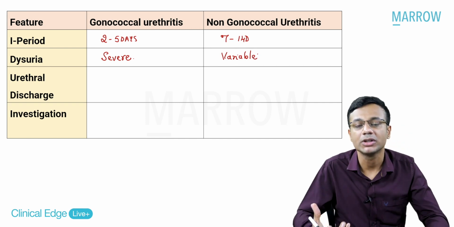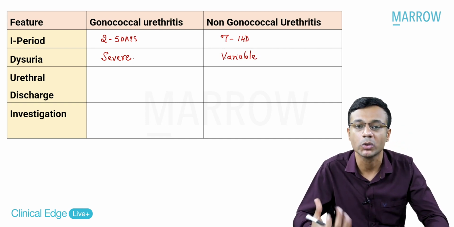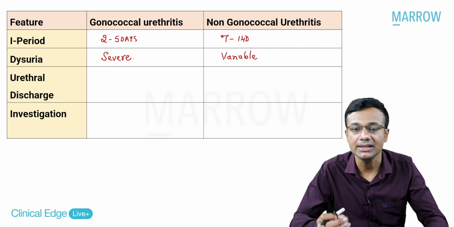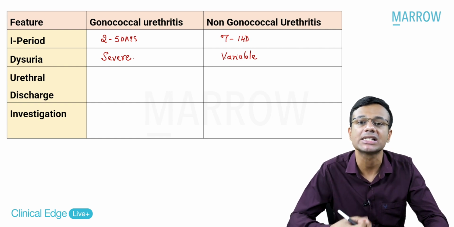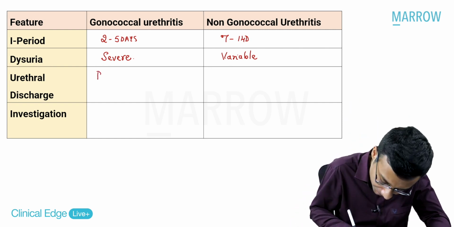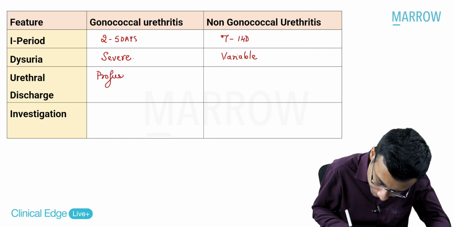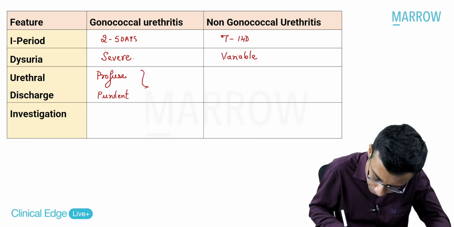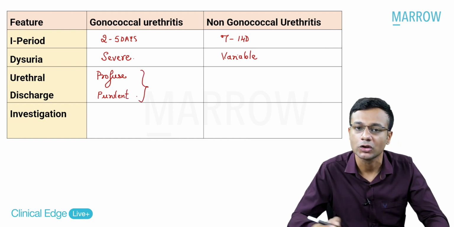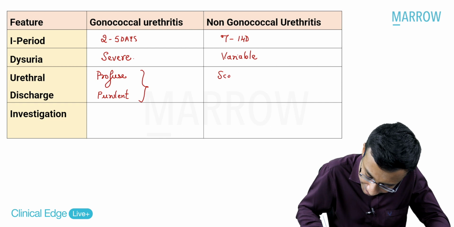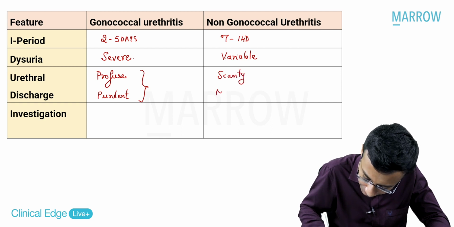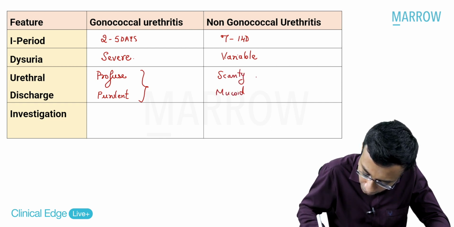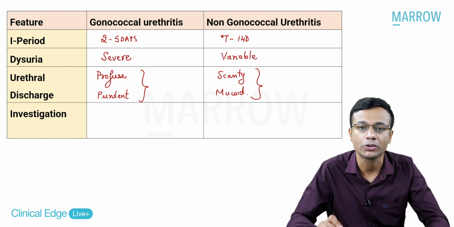Talking about the urethral discharge. Now, what is the meaning of the word gonorrhea? Gono means seed, rhea means flow. That means the discharge is flowing out. You are going to have profuse, purulent discharge. Profuse, purulent urethral discharge is the feature here. The opposite of profuse is scanty. The opposite of purulent is mucoid discharge. So scanty mucoid urethral discharge is a feature of non-gonococcal urethritis.